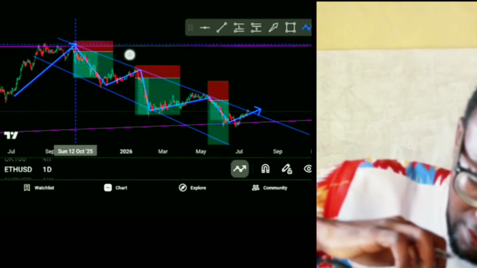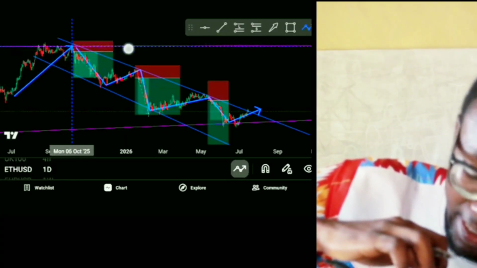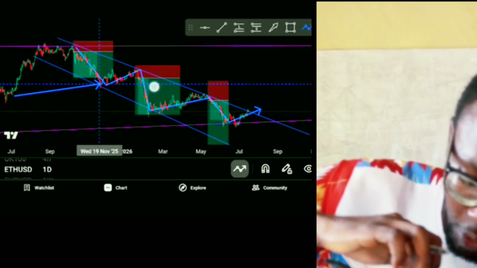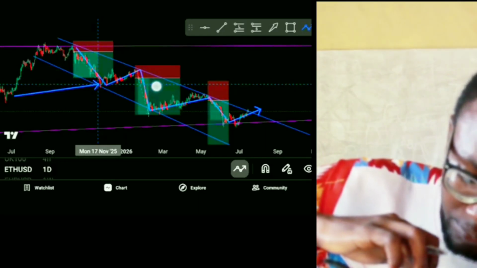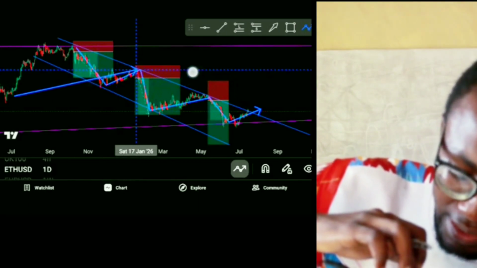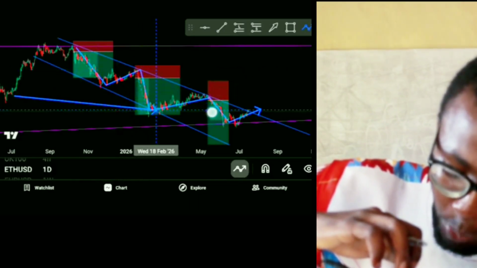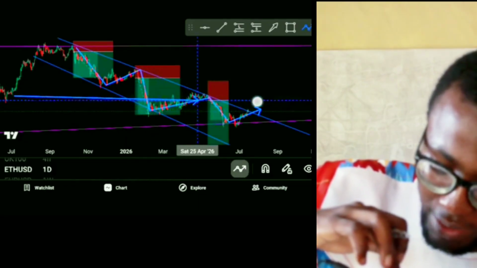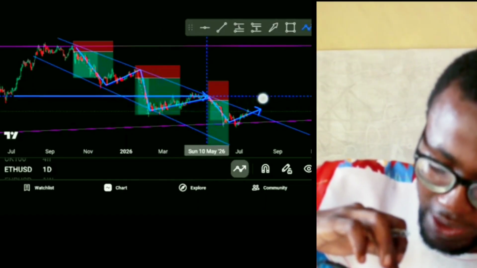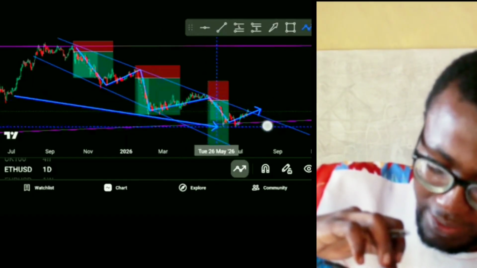We are selling in this line, right, which is the resistance line. Then take our profit in what? The support, right? Then when it goes back again, we sell in this resistance line. Take our profit in the support. When it comes back again to the resistance, we sell. But notice that there's a purple line down here.